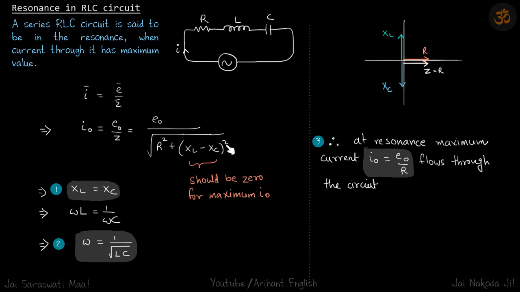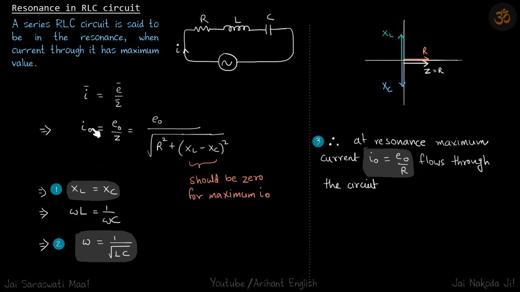So this is a square term, and this becomes XL is equal to XC. This is the condition of resonance: XL is equal to XC. XL is omega L, XC is 1 by omega C, which gives omega is equal to 1 by root LC.